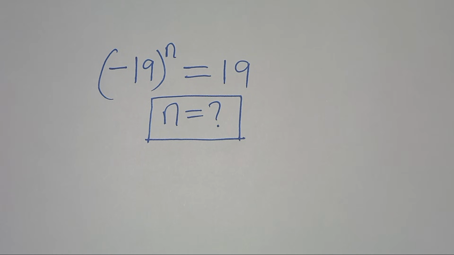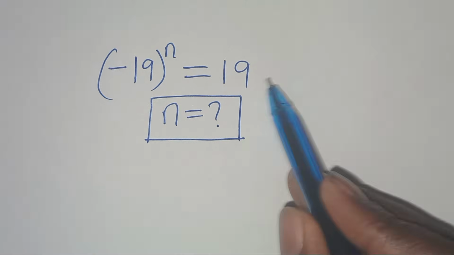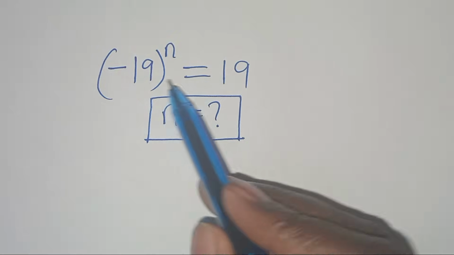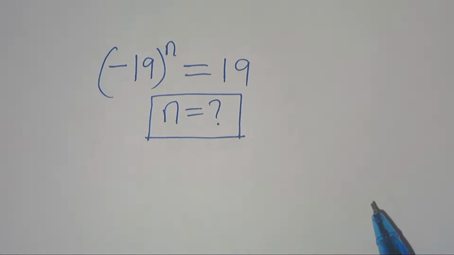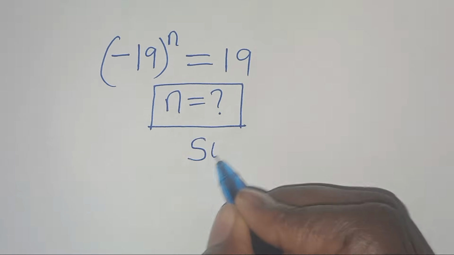Hello everyone, you're welcome to solve this nice algebra problem, which is (-19)^n equal to 19. So what is the value of n? Now let's provide a solution from here.